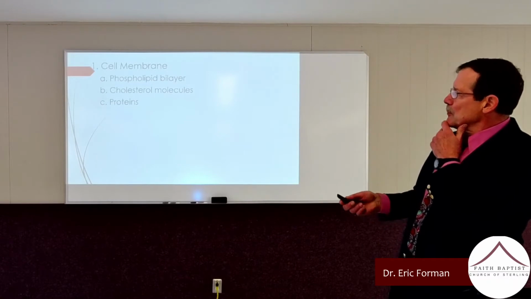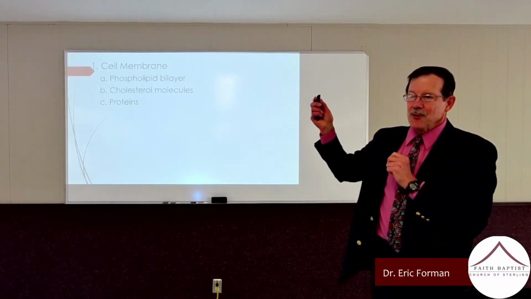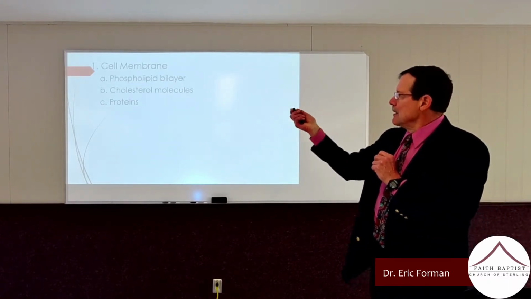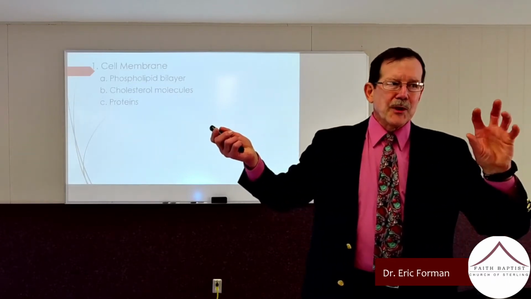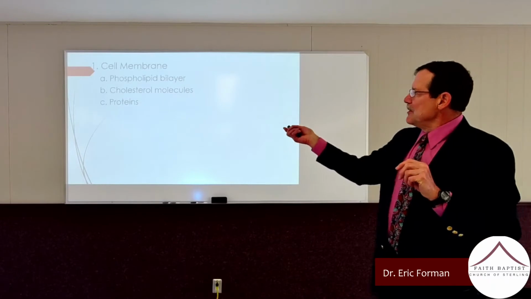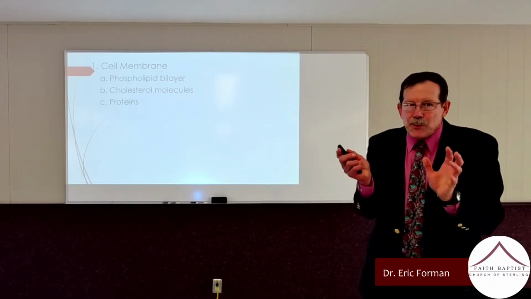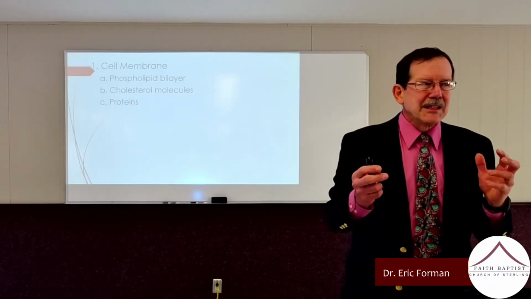So, cell membrane, 3 parts. Phospholipid bilayer, cholesterol molecules. You have to have cholesterol, it makes the cell membrane a little tougher. And then you have these proteins. So we're going to talk briefly about each one of these, but you've got to get the idea of the cell.